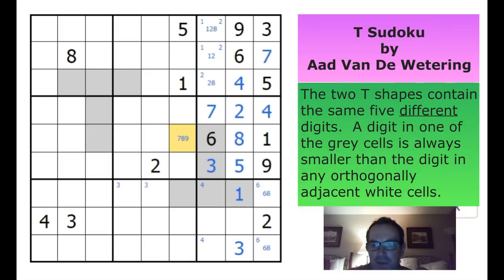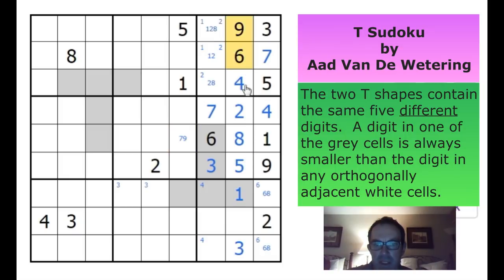Aad Van De Wetering's puzzles normally have a very tight path, so I'm actually quite pleased that we've got any start at all on this, because it's one of the things where you could be just staring at the grid for 20 minutes without entering a number.